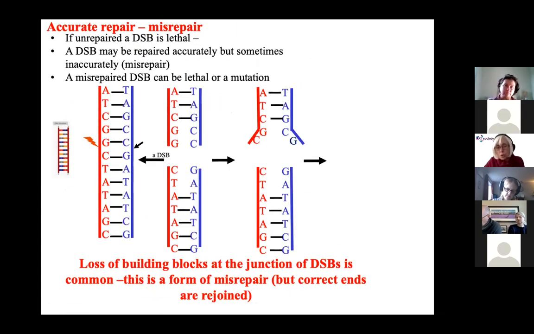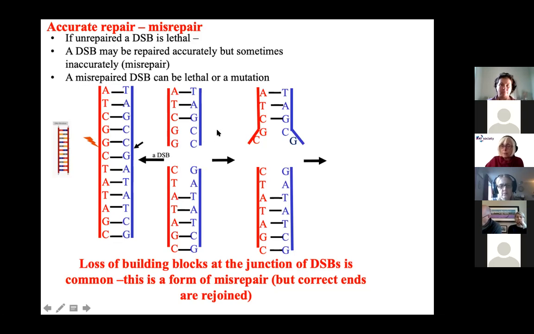Now, I want also to be talking about accurate repair versus misrepair. We've focused on a double-strand break because that's the lesion that is activated and that ATM is dealing with, helping with. If unrepaired, a double-strand break can be lethal. And here, this is your DNA sequence, much like this ladder with some of these building blocks. And here I've put in a double-strand break. By that, we mean a break in both of these strands.